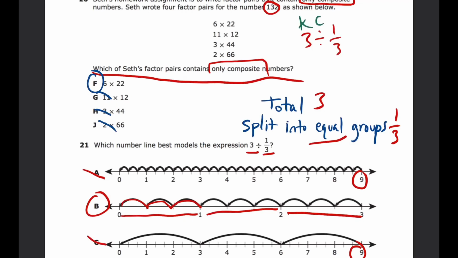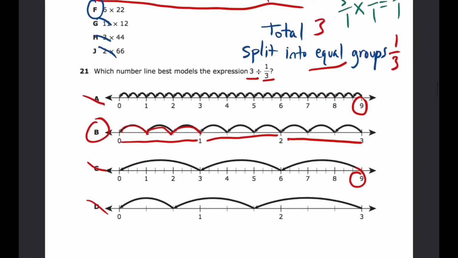I'm going to use KCF: keep, change, flip. I'm going to make that a fraction. So I keep 3 over 1, change my division into multiplication, and flip. So 1/3 becomes 3 over 1. And so this is going to equal 9 over 1, or 9.